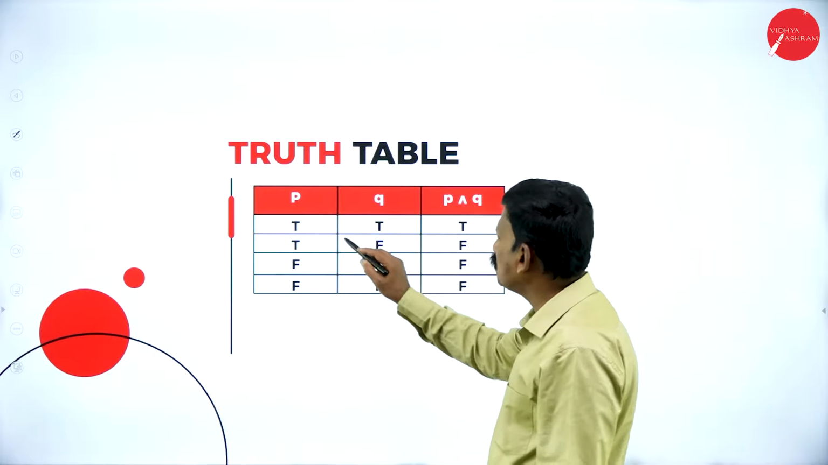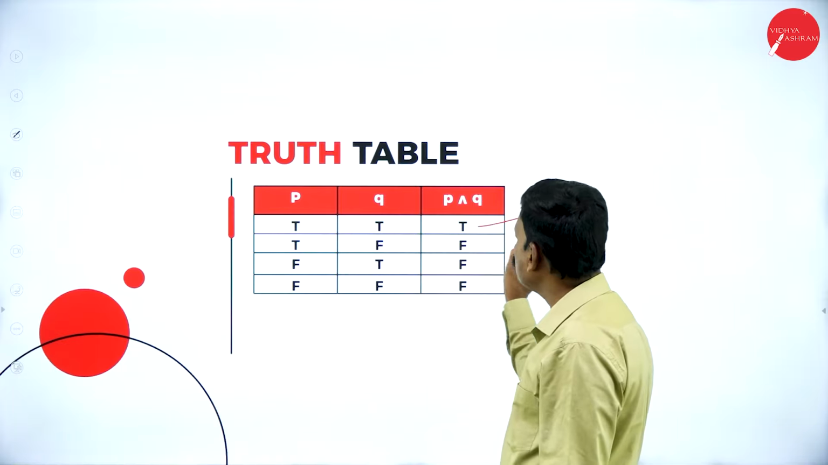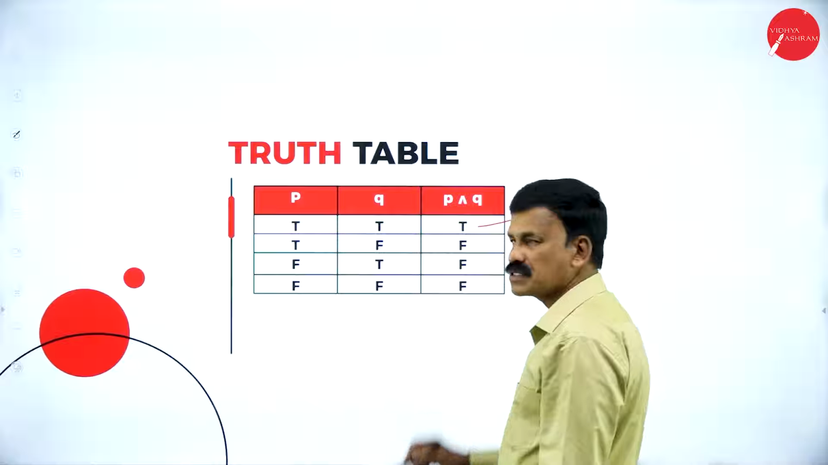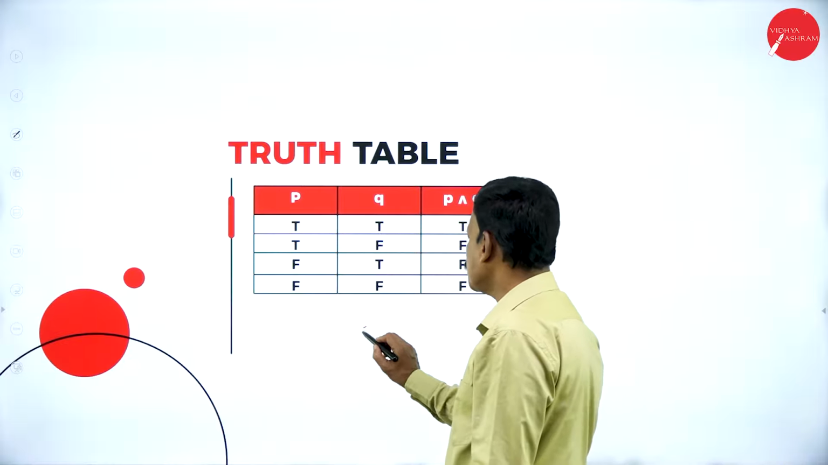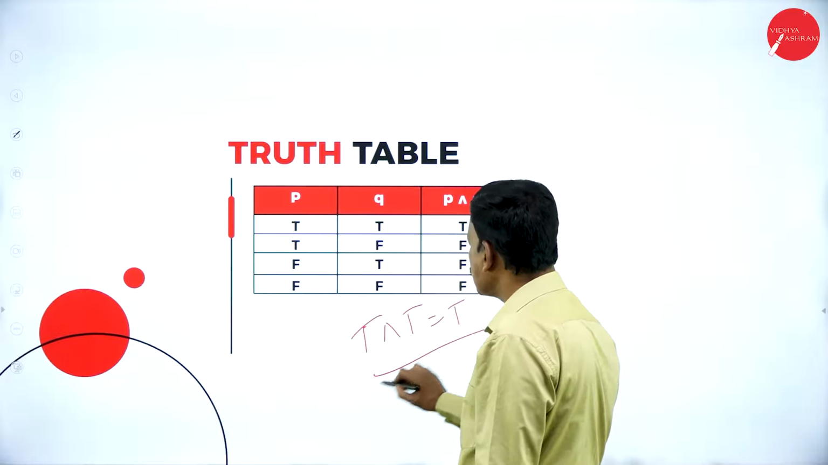So, in conjunction, true and true is true. In all other cases, it is false. True and true is true. True and false is false. False and true is false. False and false is also false. So, in case of conjunction, true and true is equal to true, and in all other cases, it is false.